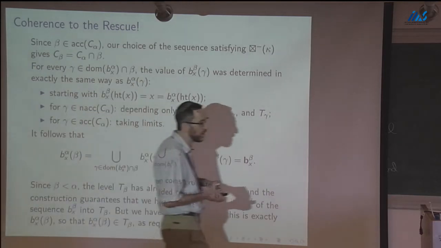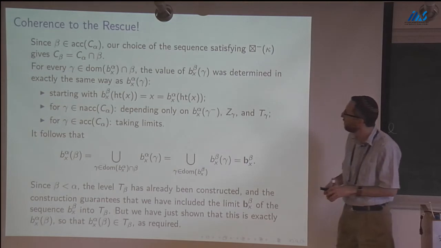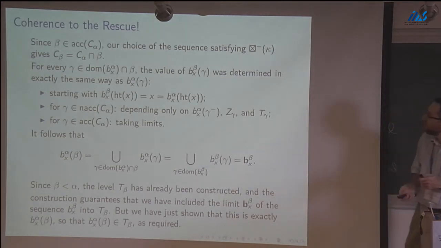So for every gamma below level beta in the domain, the value of the B beta x for gamma was determined in exactly the same way as the B alpha x for gamma. So we started at the same point. At the non-accumulation points, we depended only on the potential anti-chain and the things before it and the tree up to that point. And we're always taking limits at the accumulation points.